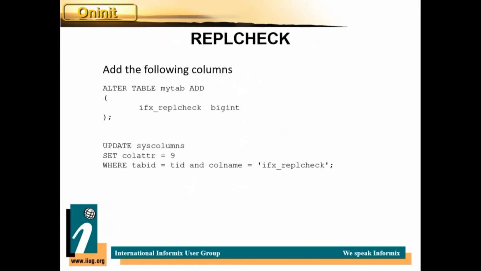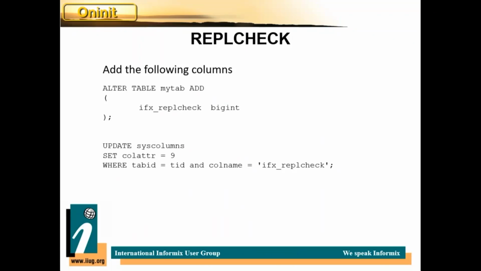We can do the same with replcheck. Replcheck's even easier. We alter the table, we put a bigint on it, we update it to 9. We don't even need to populate replcheck, because replcheck is just the checksum on the row. When you update the row, the replcheck key will be generated. Okay, if you've got a synchronization issue, then it would have to be regenerated at both ends, but you generally don't have that. So there's no need to populate it. There is a need to populate the ER keys.